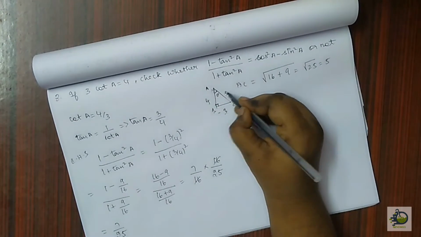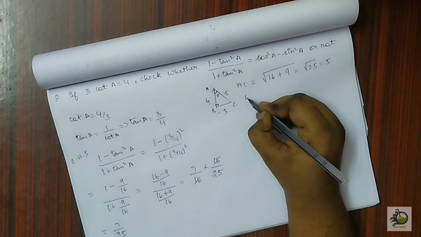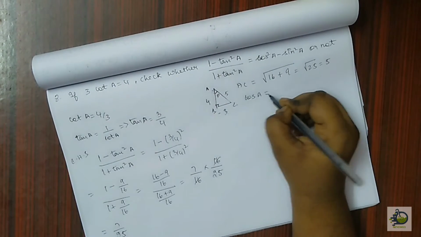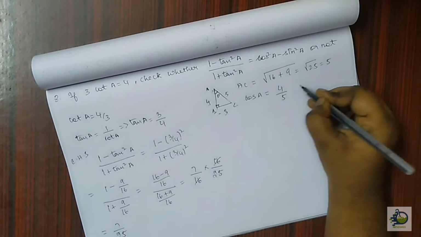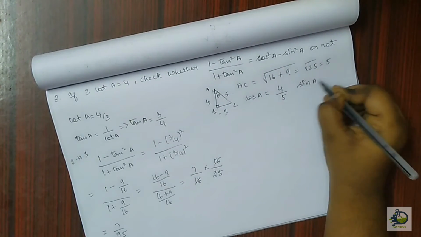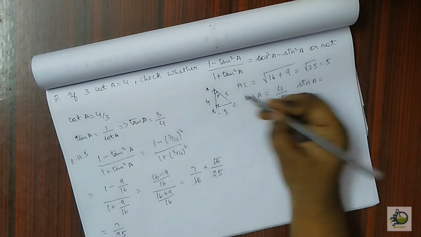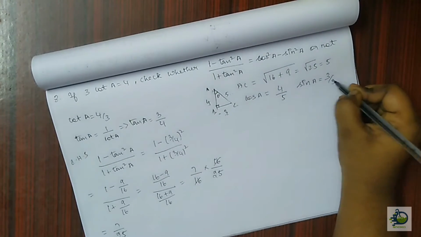So AC is 5. Now cos A is equal to adjacent by hypotenuse, which means 4 by 5, and sin A is equal to opposite by hypotenuse, which is 3 by 5.